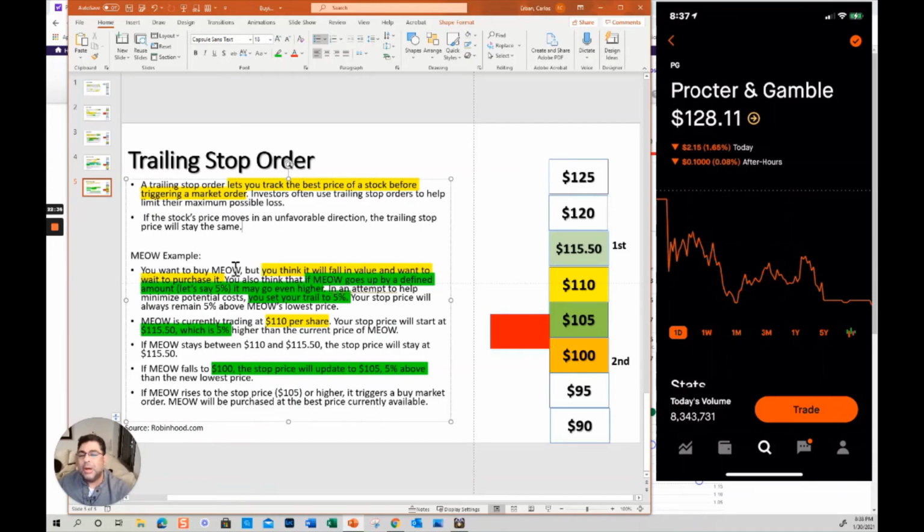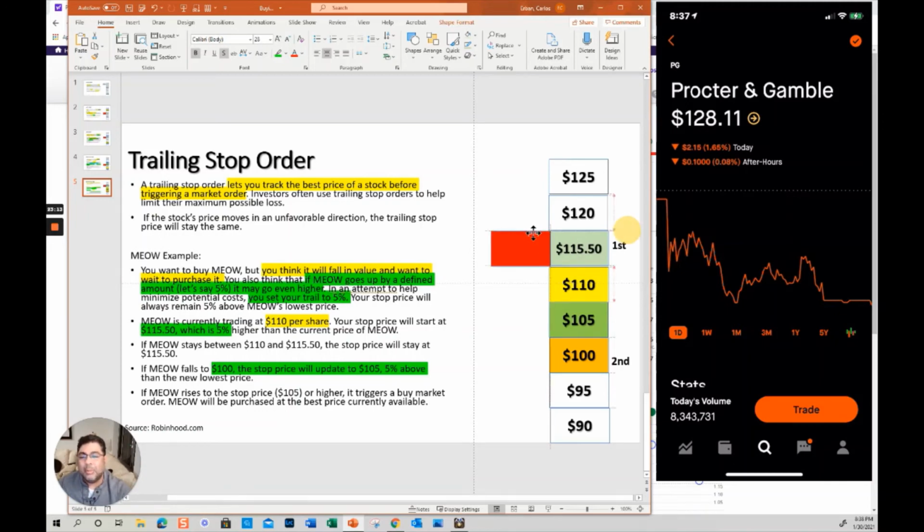So you want to buy Meow. The current price is at 110. You think that if it goes up by 5%, then it will go even higher. So basically, if it goes to 115.50, which is basically 10%, then that's when you want it. If it goes to a defined amount, then it will go higher. This is when you want it to become a market order, so buy at this price.